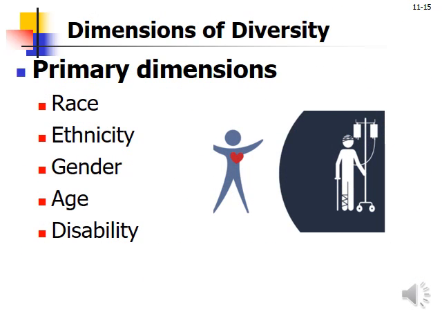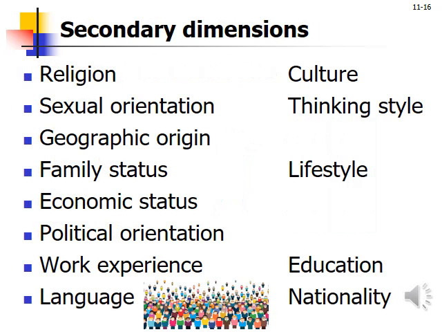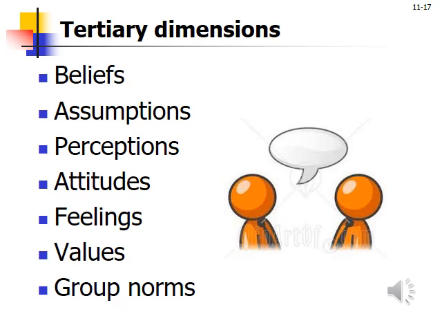Dimensions of diversity. Primary dimensions: race, ethnicity, gender, age, disability. Secondary dimensions: religion, sexual orientation, geographic origin, family status, economic status, political orientation, work experience, language, culture, thinking style, lifestyle, education, nationality. Tertiary dimensions: beliefs, assumptions, perceptions, attitudes, feelings, values, group norms.